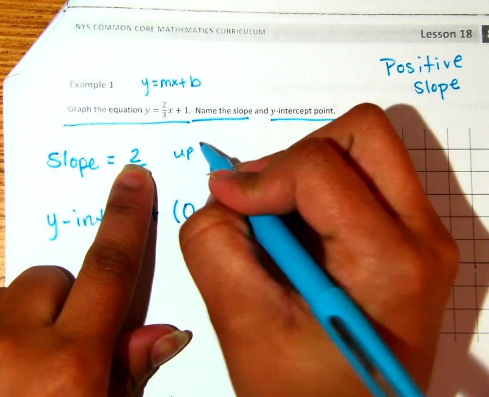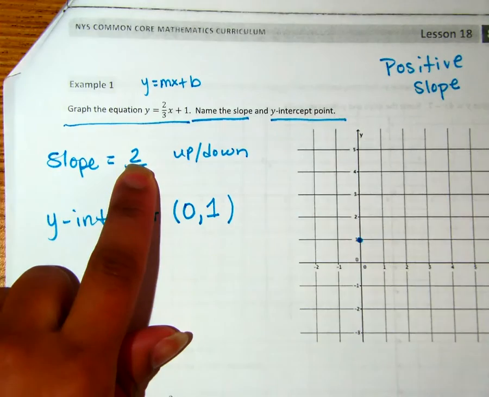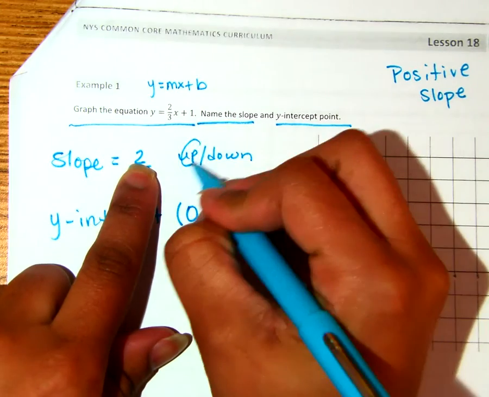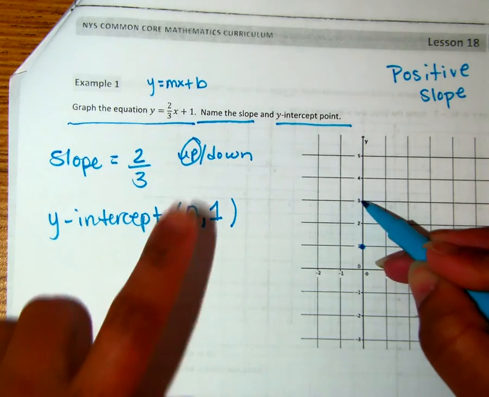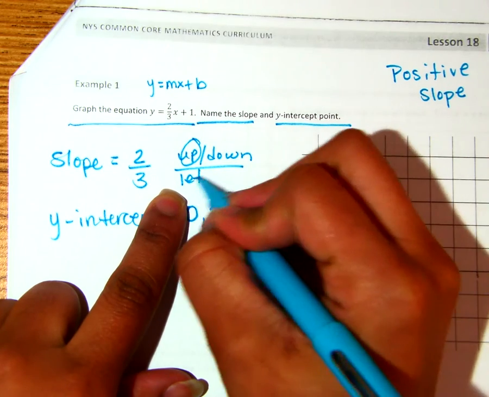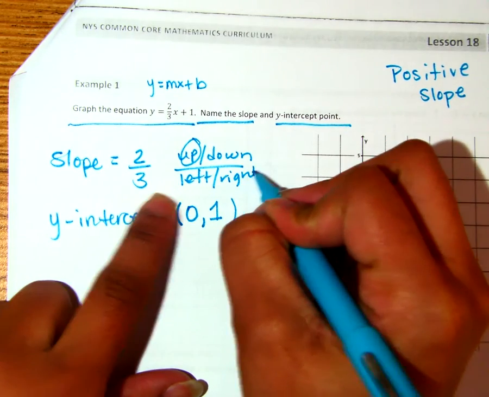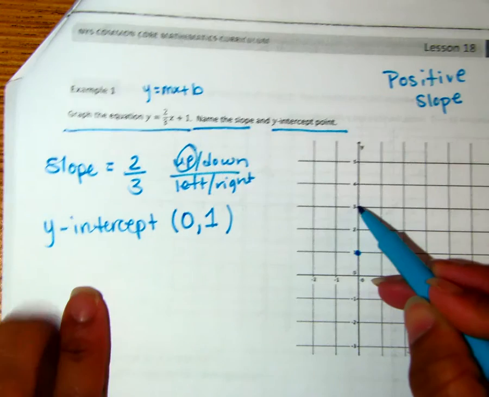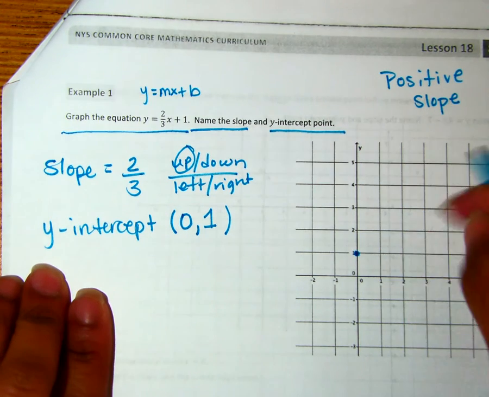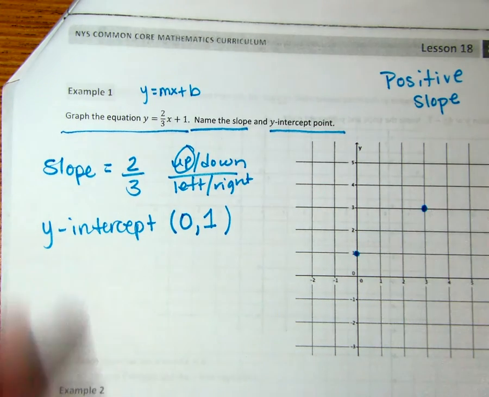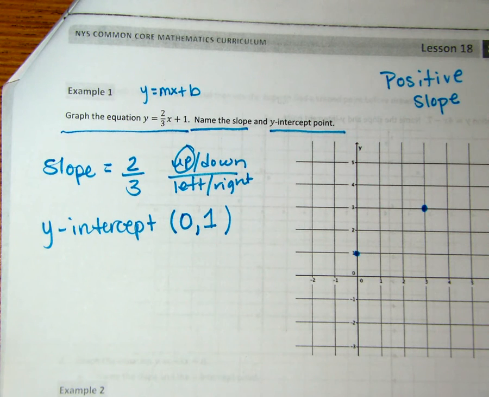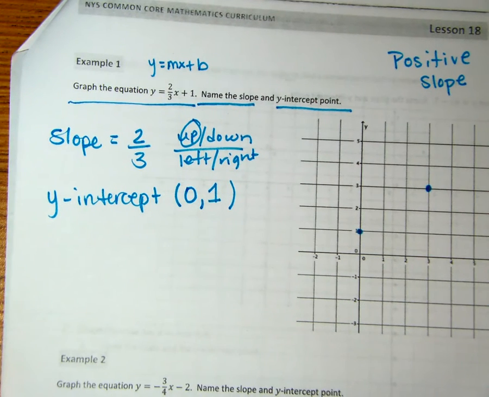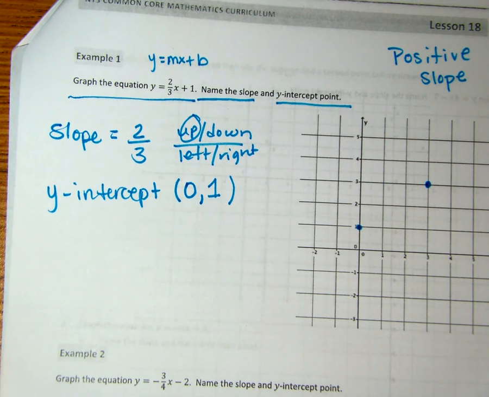Remember, our numerators are up or down. I know I'm moving up because this is a positive number, so I'm going to move up 2, 1, 2. And our denominator is our left or right. Because this is a positive number, I know I'm moving right, so I'm going to move to the right 1, 2, 3. Gonna plot that point. Where is the next point on the line located? Yeah, my next point on the line is going to be located at 3, 3.